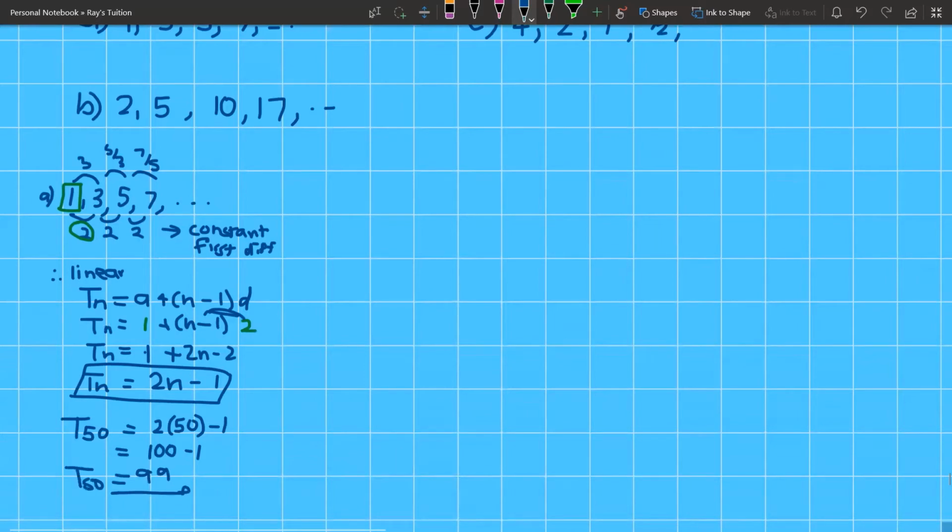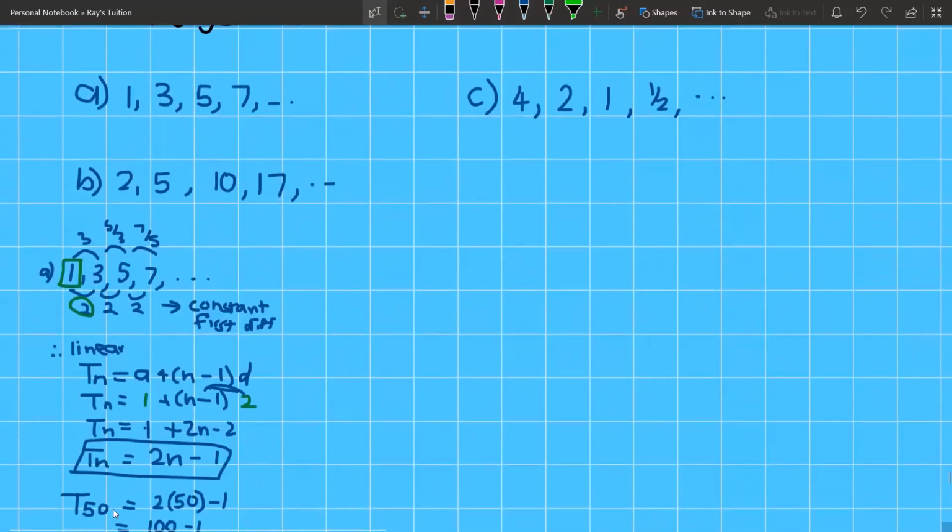Okay, so those are the steps. We first determine what type of pattern it is. Then we use the corresponding general formula, and then we can substitute and solve. Let's have a look at the next one.